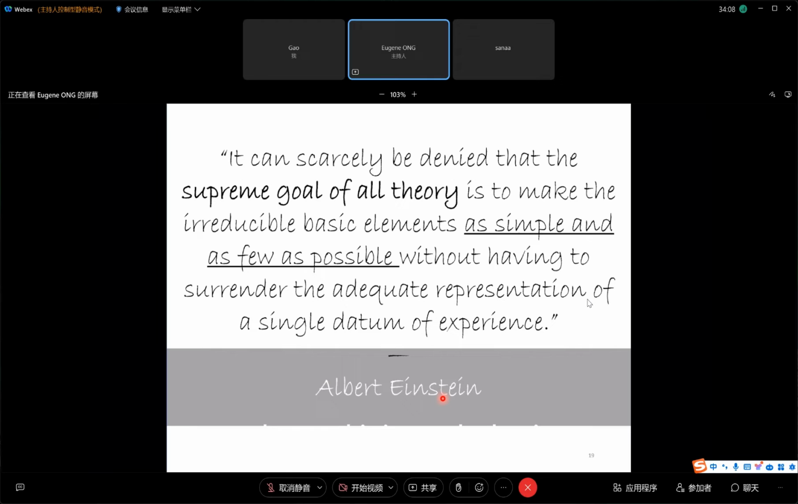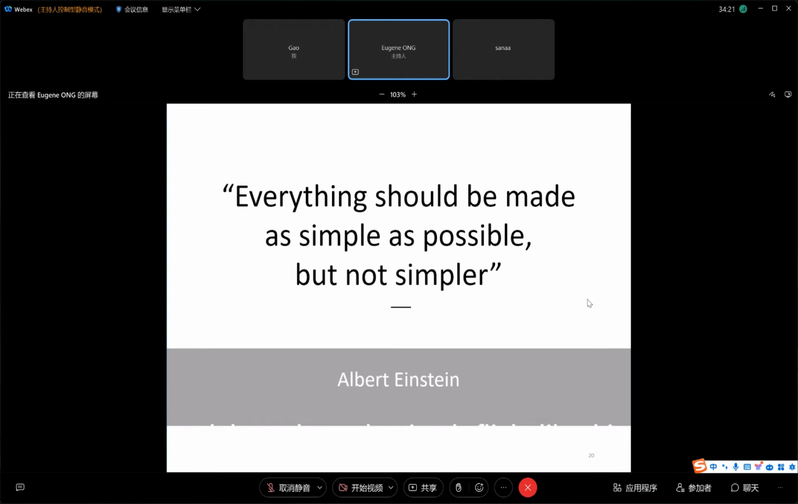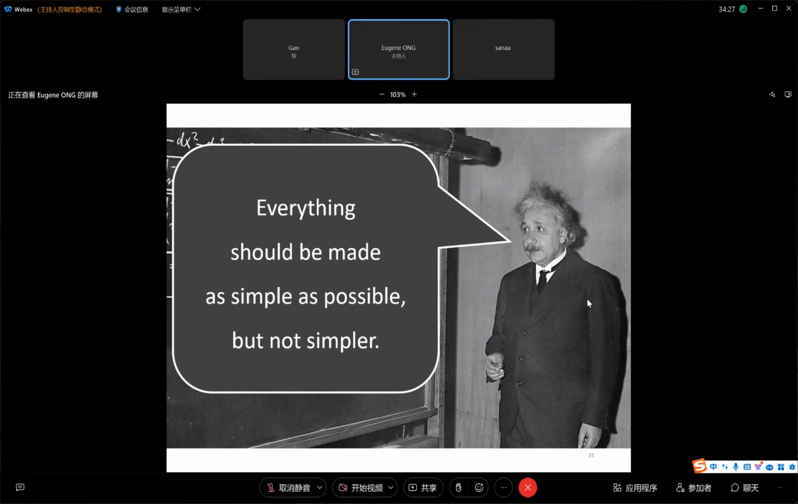Okay, so this is a quote that is attributed to Einstein. Does everybody know who Albert Einstein is? Yes. Okay. And the quote can be simplified like this: everything should be made as simple as possible, but not simpler. Okay. And here he is saying this.